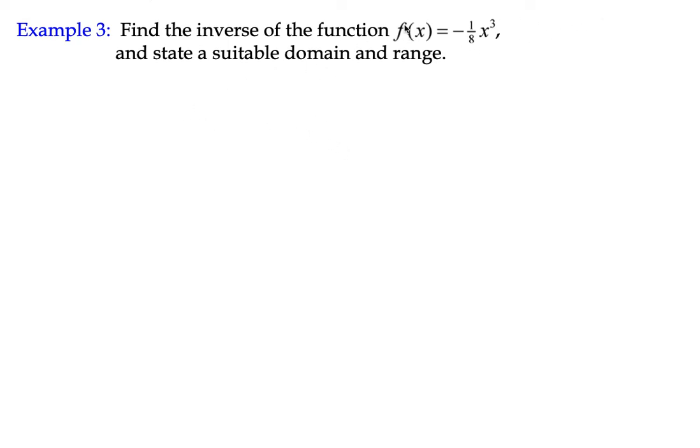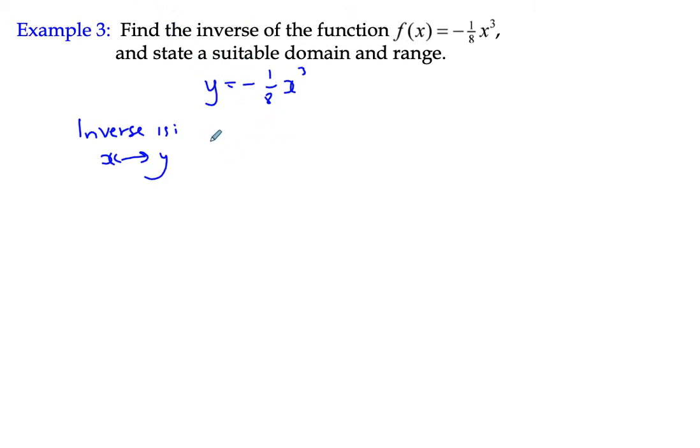So we're looking at algebraic inverses, and in this example we're looking to find the inverse of the function f of x equals negative 1/8 x cubed. Hopefully you know by now we're looking to write down the original function, preferably with a y instead of f of x. And in order to find the inverse, it's going to be based on the idea of swapping around our x and y values.